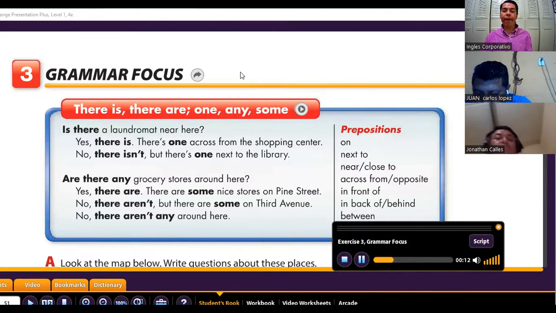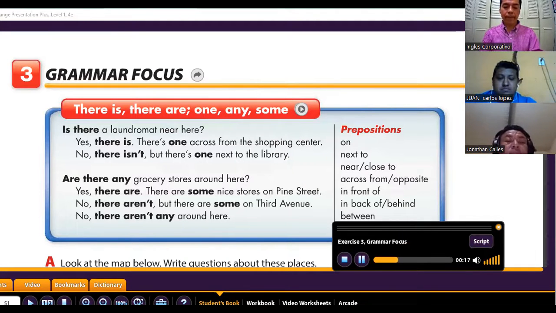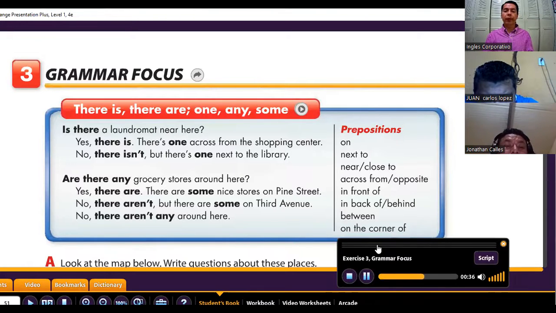Is there a laundromat near here? Yes, there is. There's one across from the shopping center. No, there isn't. But there's one next to the library. Are there any grocery stores around here? Yes, there are. There are some nice stores on Pine Street. No, there aren't. But there are some on Third Avenue. No, there aren't any around here.